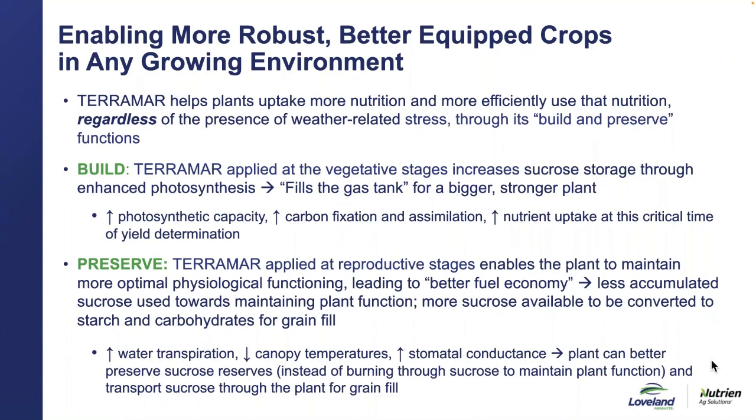that gets us into that stage of the crop where we're determining yield. And then the preserve functionality is how does Terramar, through the reproductive stages of the crop, more efficiently utilize that sucrose that we created, or that increased amount of sucrose that was created during the build phase. And part of that could be, did we improve water transpiration? Did we lower canopy temperatures? Did we improve stomatal conductance? How did we get more of that sucrose to the finished plant parts, whether it's grain or biomass, as opposed to it being burned through processes like respiration when crops are under more stress?